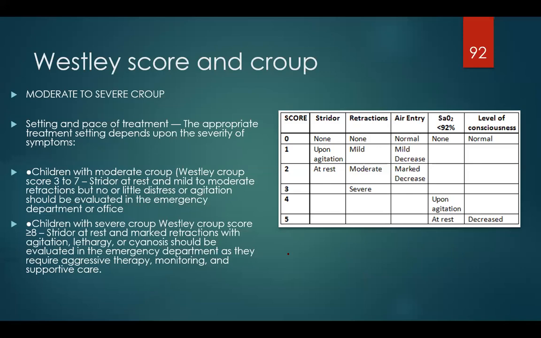It is caused by parainfluenza. How do we grade these? How do we talk to our specialists? Well, we can give these children a Westley score. The Westley score is designed to assess croup patients and to have a nice way to unify where these patients are. So you score your patient. If they have stridor with agitation, they have less of a number. If they have stridor at rest, then they're a 2. Children with moderate croup have a Westley score of 2 to 7. Children with severe croup have a Westley score above 8.